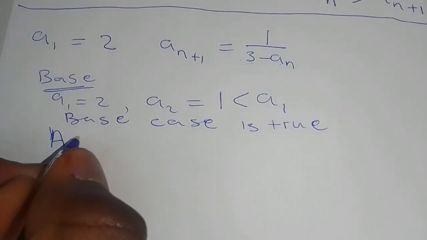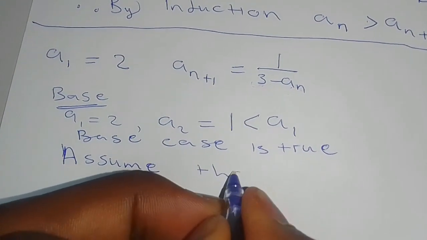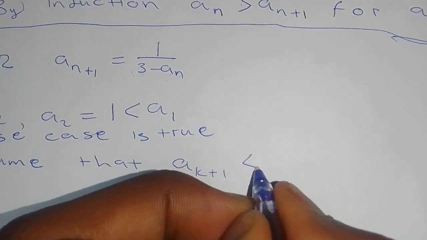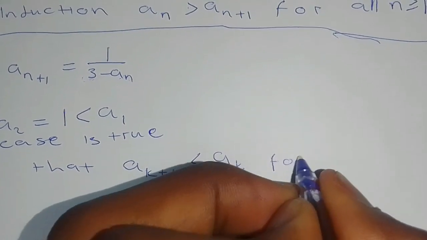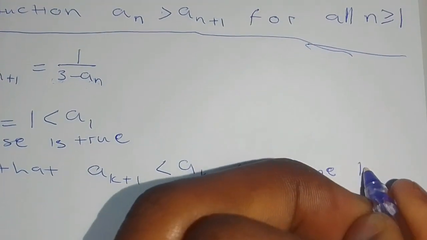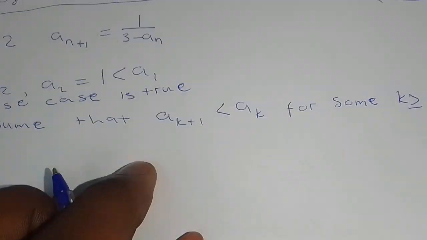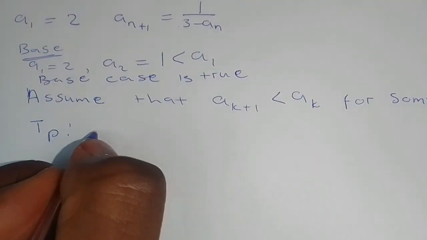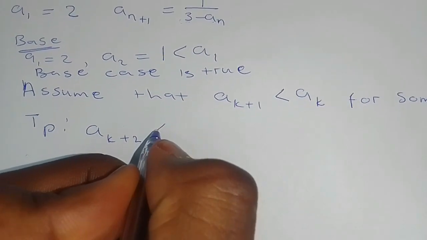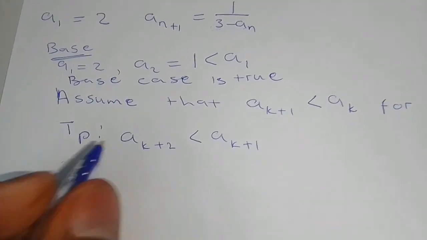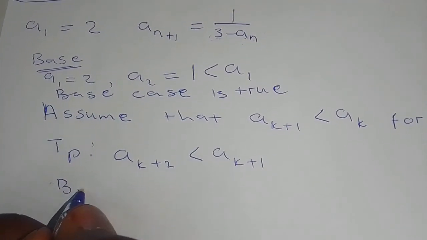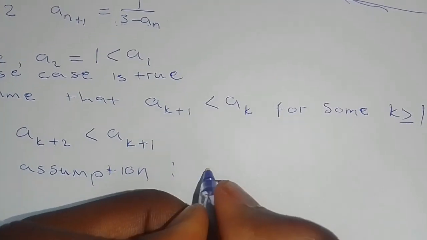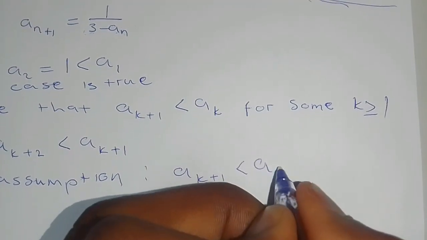Now we're going to assume that a_{k+1} is less than a_k for some k greater than or equal to 1. Then what we want to do is prove that a_{k+2} is less than a_{k+1}. We can start off from our assumption. By assumption, we know that a_{k+1} is less than a_k.